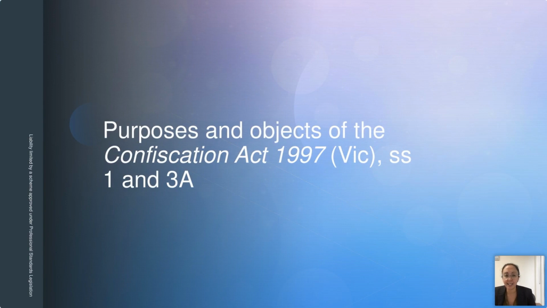The first place to start with any act, and in particular with the Confiscation Act, which involves a lot of statutory interpretation, is the purposes and objects of the Act. And in this case, we're looking at sections 1 and 3A. I might just read you out a couple of the purposes.